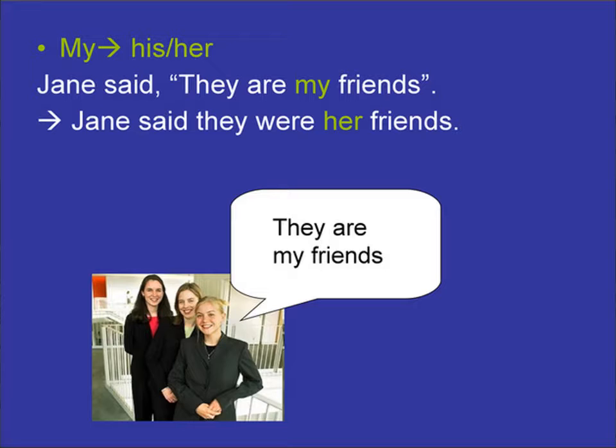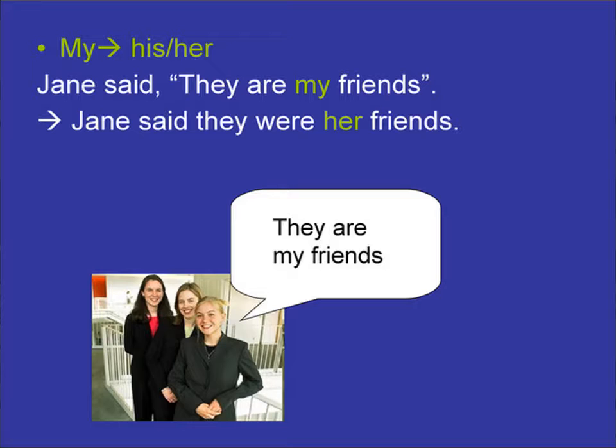Look at the picture here. Jane is saying, they are my friends. Jane here said about these two girls, they are my friends. My here is changed to his or her. Jane is a she, a girl. So in this example, my is changed to her. Jane said, they are my friends.